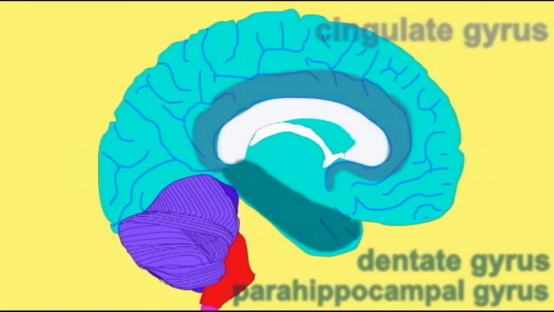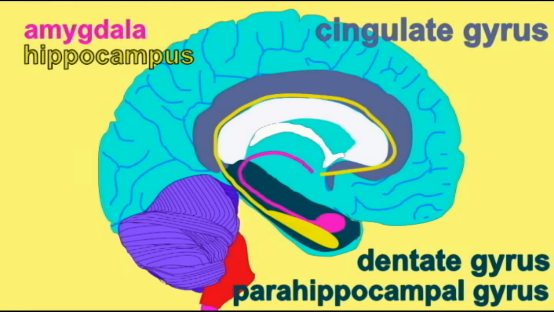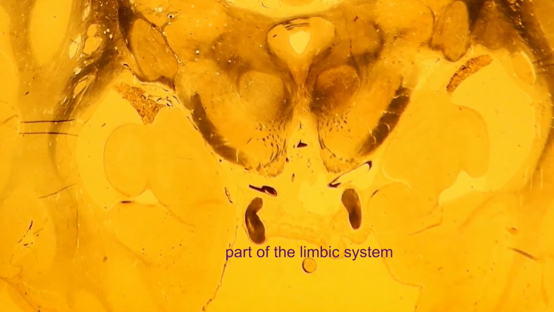The hippocampus is an important part of the limbic system, and it functions in memory consolidation, the transfer of short-term memory into long-term memory. It is one of the few regions of the brain where new neurons can form, particularly in the dentate gyrus, which is part of the hippocampus.